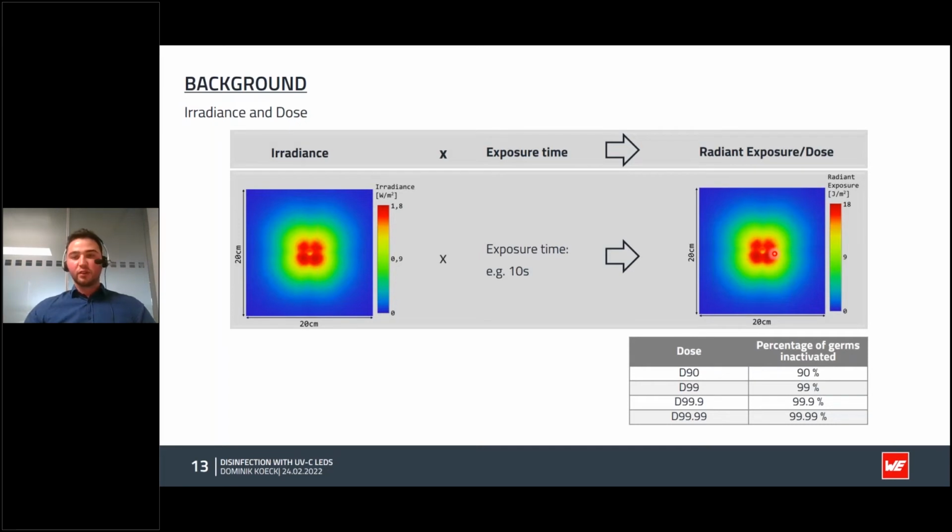So if you have another germ that requires a higher dose, then you will need to either increase the exposure time or increase the irradiance. You can increase the irradiance by adding more LEDs, or by going closer to the LED.